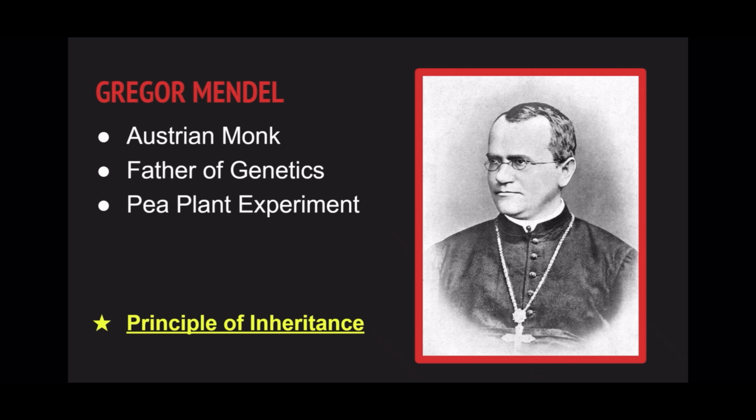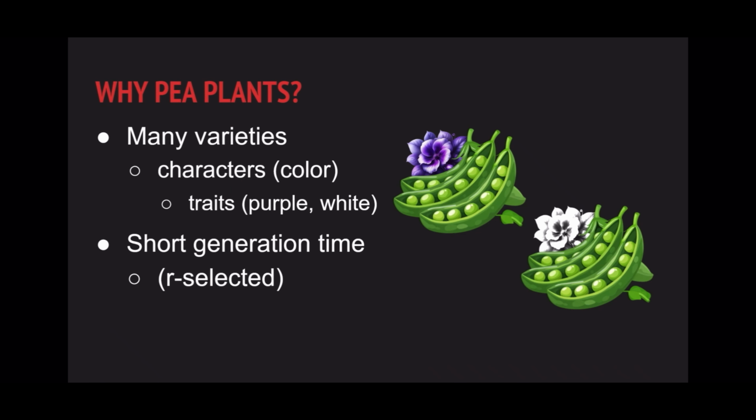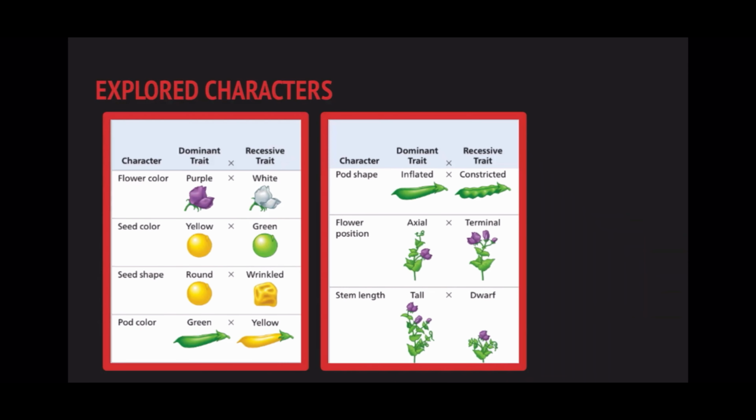So, Gregor Mendel was an Austrian monk, and he is often termed the father of genetics, and he used pea plants for his experiments, which helped him uncover the basic principles of heredity. So, why pea plants? They're great for experiments because they come in many varieties with traits like purple or white flowers, and plus they reproduce pretty quickly as they're R-selected species, so you can track their traits through many generations pretty quickly. Mendel focused on characters, which are heritable features like flower color or seed color, and each character has traits such as purple or white flowers, and these observable traits definitely make for an ideal experimenting organism.